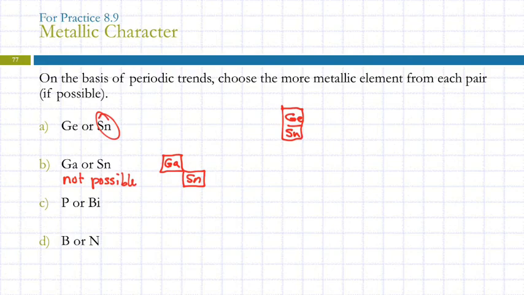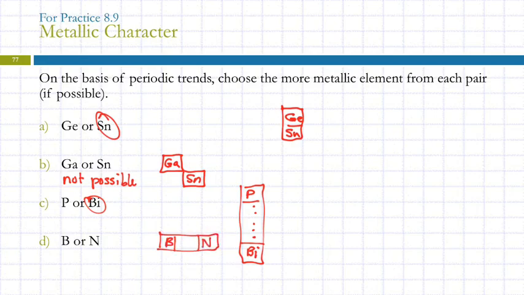Phosphorus or bismuth. Where did bismuth go? Oh, there it is. There's phosphorus and bismuth is down here somewhere. Which is more metallic? Bismuth is a metal, phosphorus is a nonmetal, right? Boron or nitrogen? Boron's here, nitrogen's there. Boron. Okay?